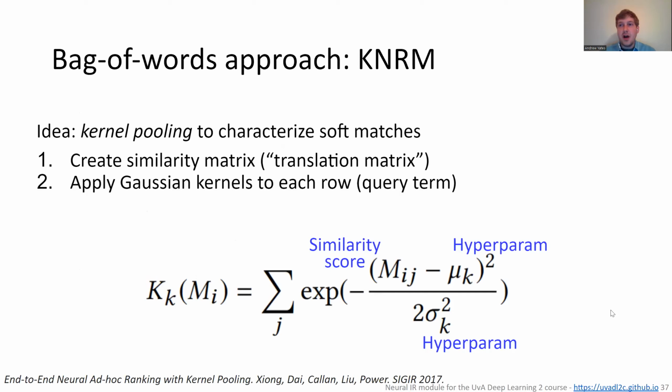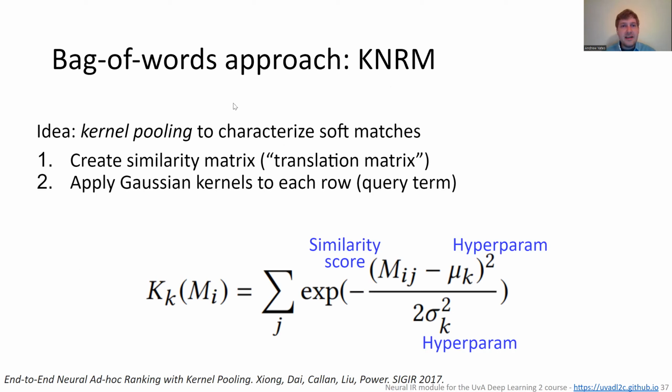So my favorite method to talk about here, one that I think is really nice, that it works well, I like the motivation, I like that it's end-to-end differentiable, is K-NRM. This is from the paper End-to-End Neural Ad Hoc Ranking with Kernel Pooling. It stands for something like a kernel neural relevance model, kernel pooling.